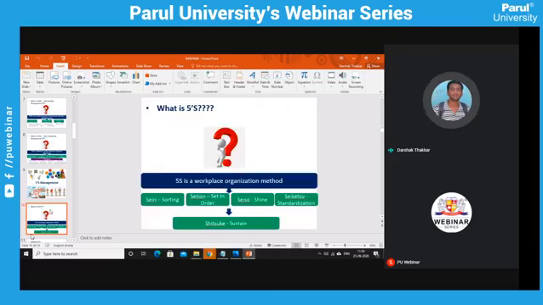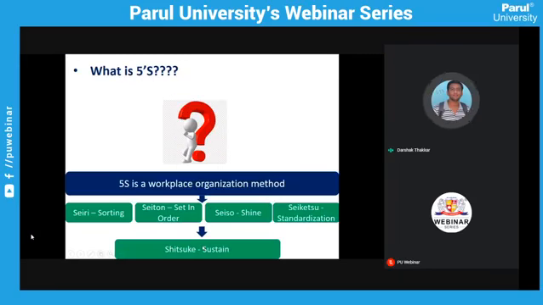So you know what is the 5S? 5S is a workplace organization method, right? As we have seen, the 5S means sorting, set in order, shine, and standardization. And the most important one is Shitsuke, sustain, right? So after implementing these four steps one by one, we have to look after that it will sustain for a long time, for a lifetime. So first we start with the 1S.